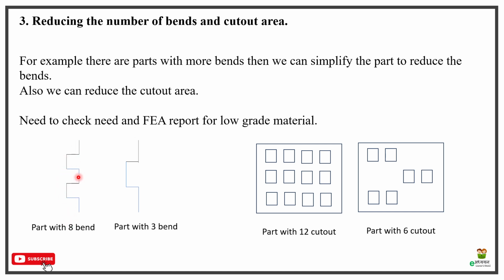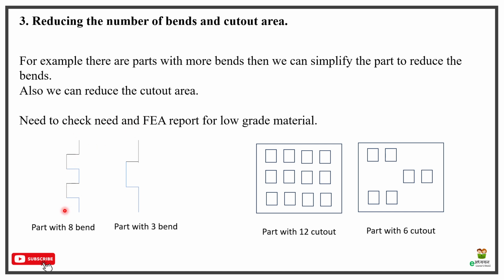Here is one example, a part with almost 8 bends. Here you can see there are 8 bends, and we can replace it with 4 bends only. Then we can check in the FEA report whether this will be sufficient or not.